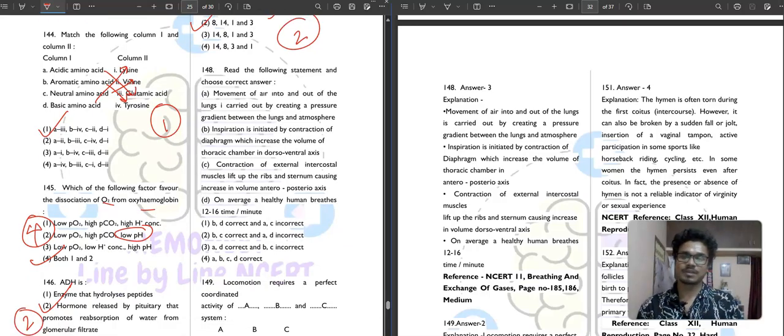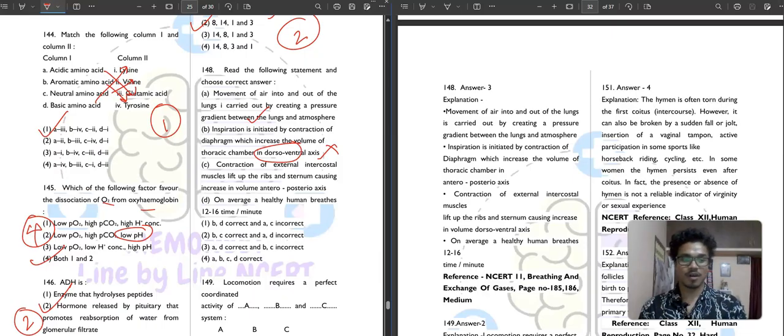Read the following statements and choose the correct answer. Movement of air into and out of the lungs is carried out by creating a pressure gradient between the lungs and the atmosphere. Absolutely correct statement. Inspiration is initiated by contraction of diaphragm, which increases the volume of the thoracic chamber in the dorsoventral axis. Again, reading the statement that inspiration is initiated by contraction of diaphragm, which increases the volume in thoracic chamber in dorsoventral axis. No, it should be anterior posterior axis.